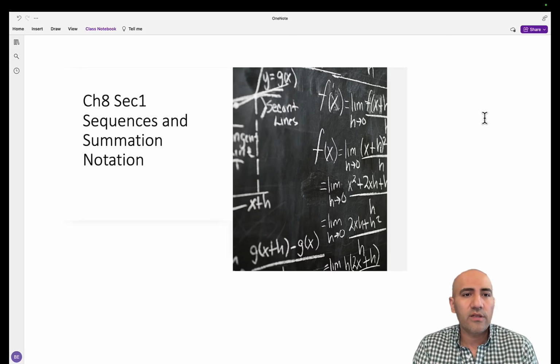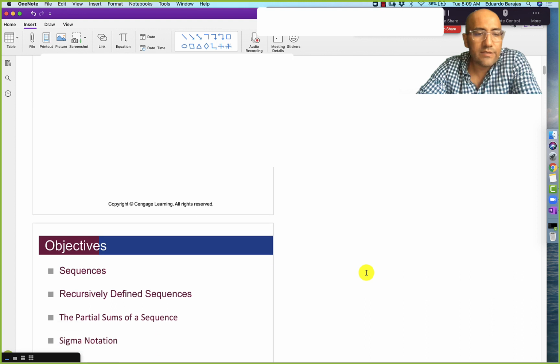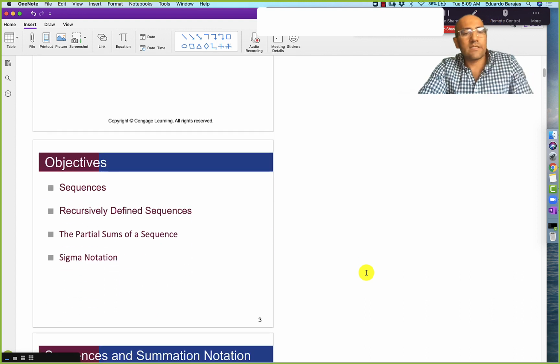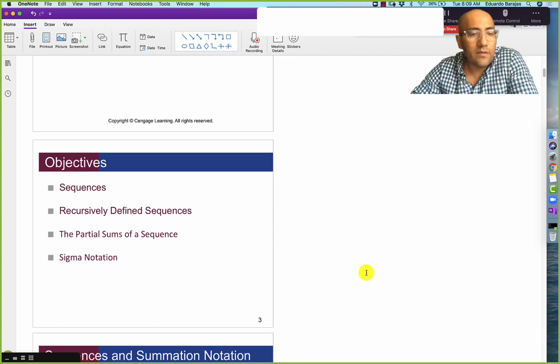Chapter 8, Section 1, Sequences and Sum Notation. So, sequences and series notation. We're going to cover what a sequence is, describe recursively defined sequences, then look into the partial sums of sequences, and then sigma notation for sequences. Okay.